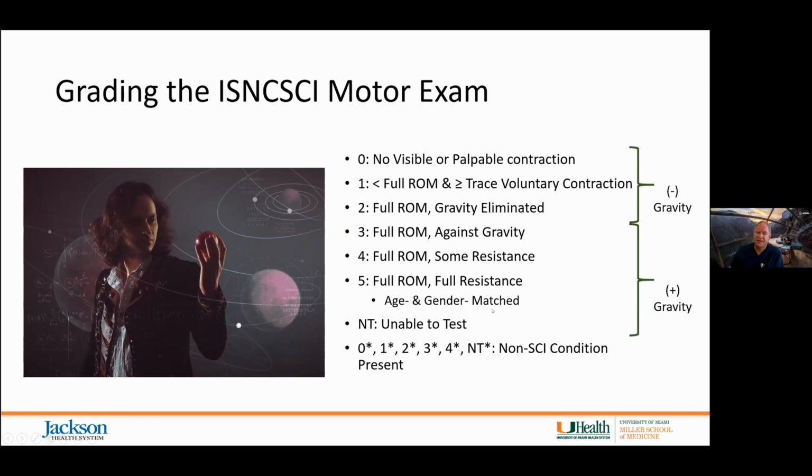NT, again, this is not testable. You're unable to test. For example, the person is missing a limb, the person is in a cast that doesn't allow them to move through full range of motion. If they have a contracture, those types of things would be considered. It used to be that we would tell you what we thought would be their score if they didn't have function there, but we thought it was for some other reason. The new guidelines actually tell us to ascribe the score that we see and then put an asterisk if we think that it's related to some non-spinal cord injury condition. So for example, a plexopathy may be contributing to it.